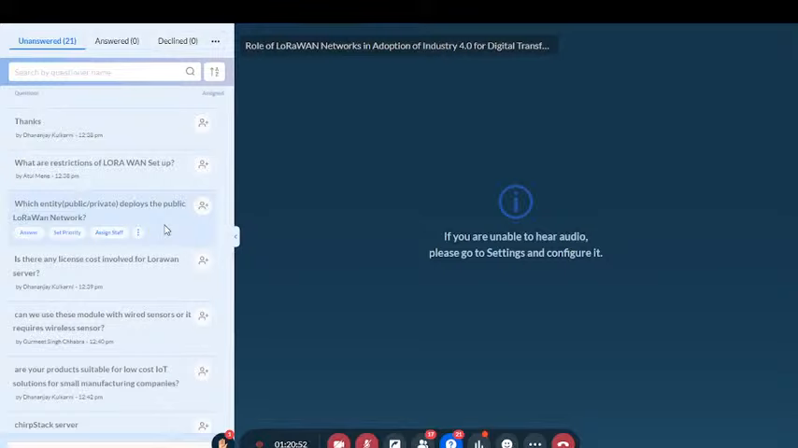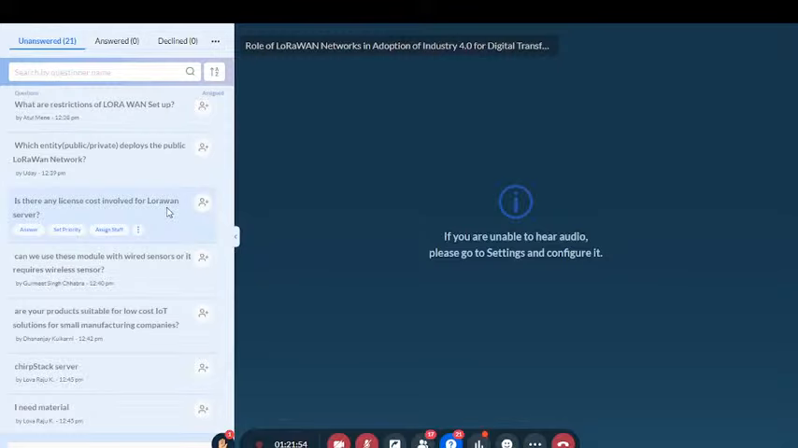And for private networks, you can set up your own private network, or you can hire LoRaWAN deployment companies like us or others like Advantech. They can set up a LoRaWAN network for you. Yes, if you use the in-house service it will be free, but you need to understand how to set up a LoRaWAN server, and you can set up your own.